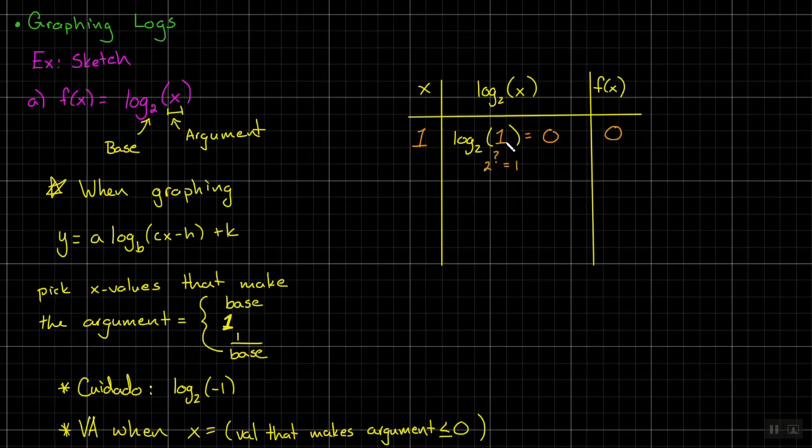What's something else I want to make my argument? I've already made it 1. Check. Don't want it to be 0. You can either choose the base or 1 over the base. Okay, so let's make it 2. In this case, there's no scratch work because it's just x. If there was something uglier, we might have a little bit of scratch work on the side. I can just pick a 2 here. This becomes log base 2 of 2.